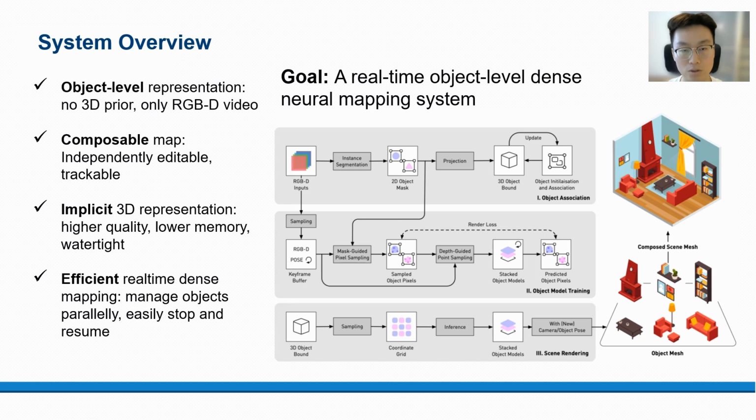Therefore, we want to build a real-time object-level neural mapping system with object-level representation, composable map, implicit 3D representation, and efficient real-time performance that can manage objects in parallel and flexibly.